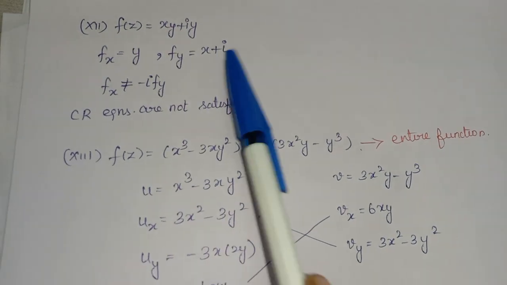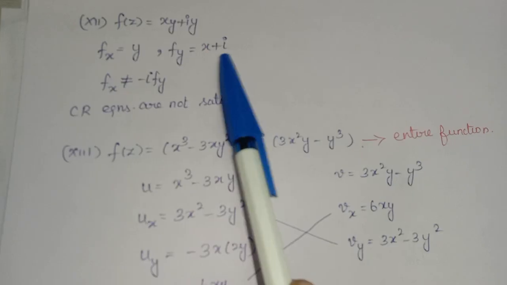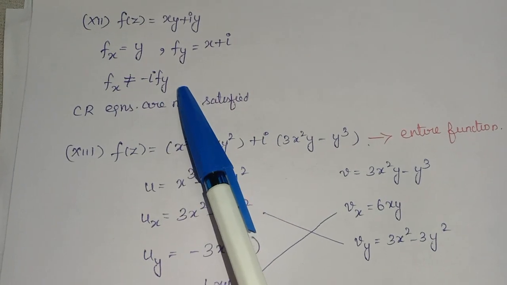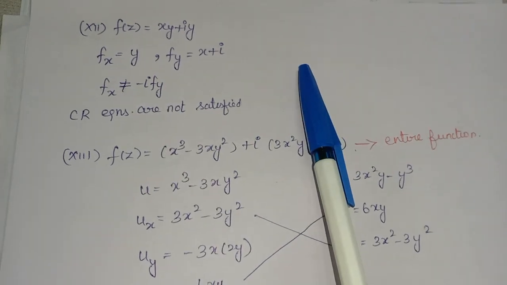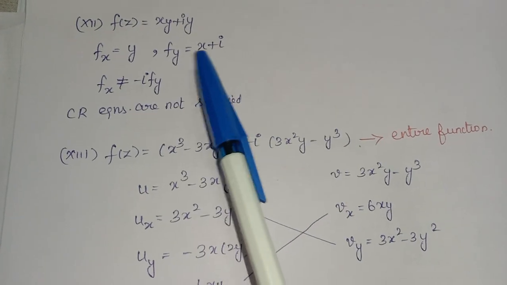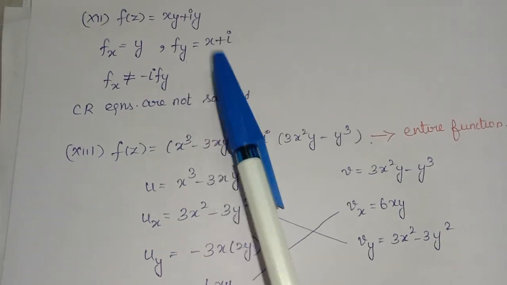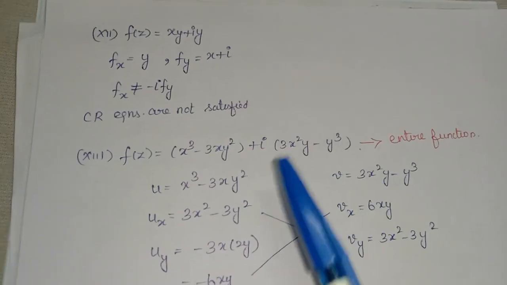So, it will be x plus i. Okay. These are not equal. No, fx is not equal to i into fy. So, CR equations are not satisfied. Not satisfied means not differentiable. Even at a single point, this is not satisfied. So, not differentiable. It is a nowhere differentiable function.